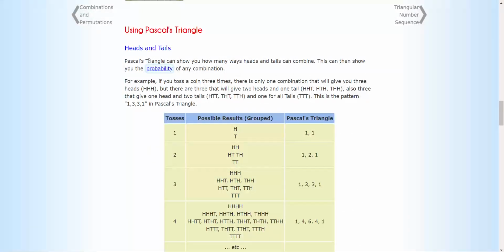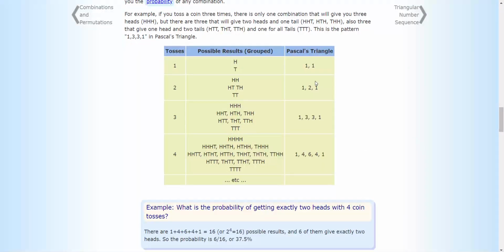So using Pascal's triangle, heads and tails, I'll show you how many ways heads and tails can combine. This is mostly from probability, which we're not quite familiar with, but we kind of got acquainted with it, and I think we will get to know more of this as we progress down the line. I think it's too early to talk about probability now. But anyways, the same sequence applies.